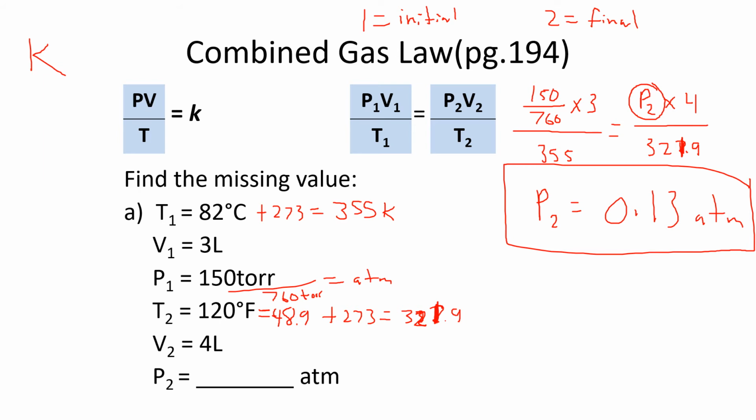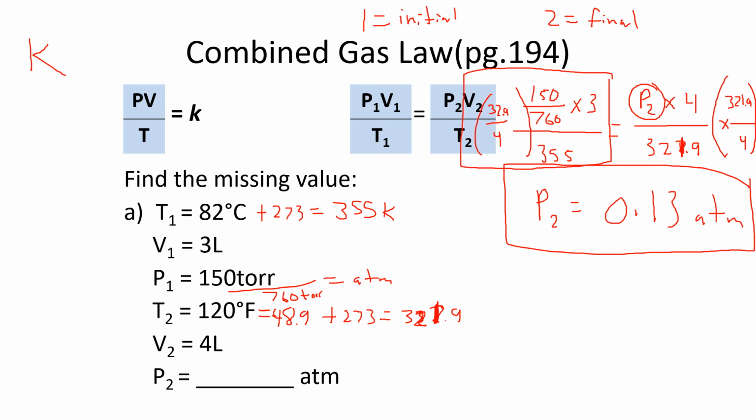Algebra, solve for P. Who multiplied by the reciprocal? Nobody? So all you have to do to get P by itself is to multiply by the reciprocal. So 4 goes on the bottom, 321.9 goes here. What we do to one side, we have to do to the other side. So multiply by 321.9 over 4, and then just crunch this side, and you're done.